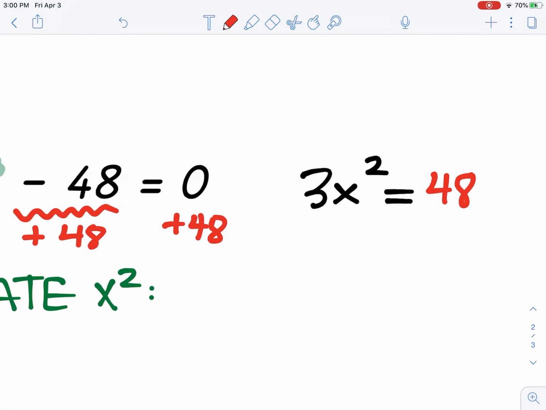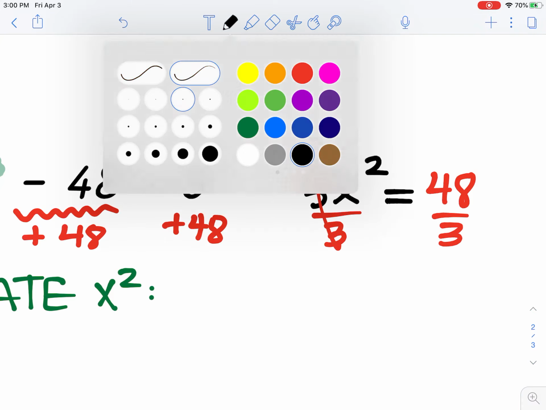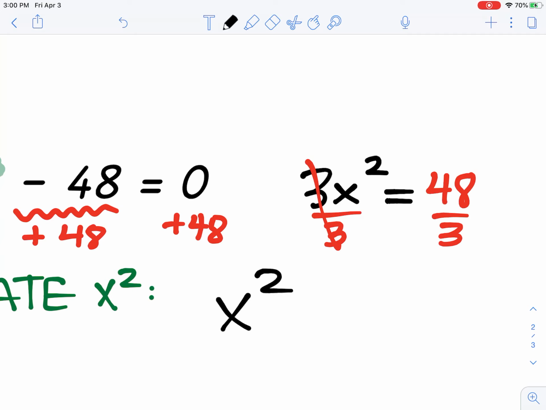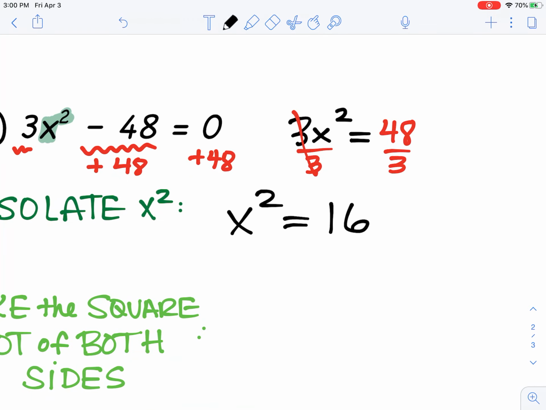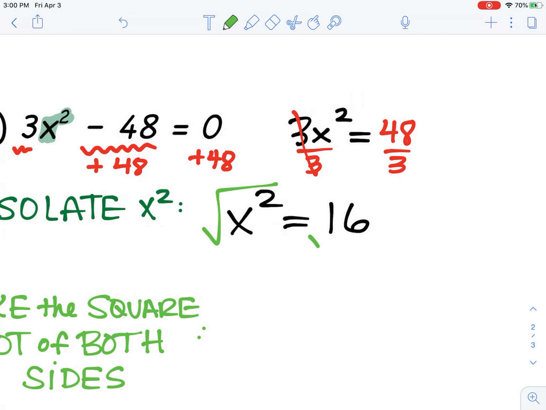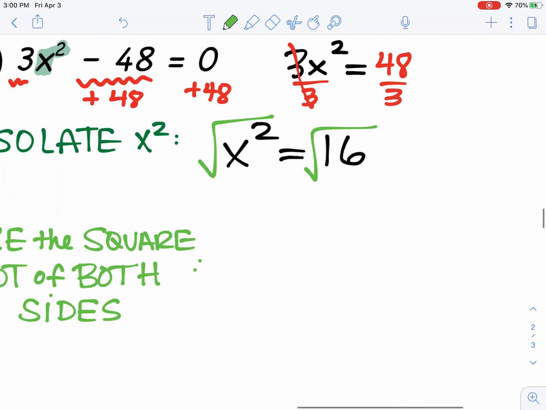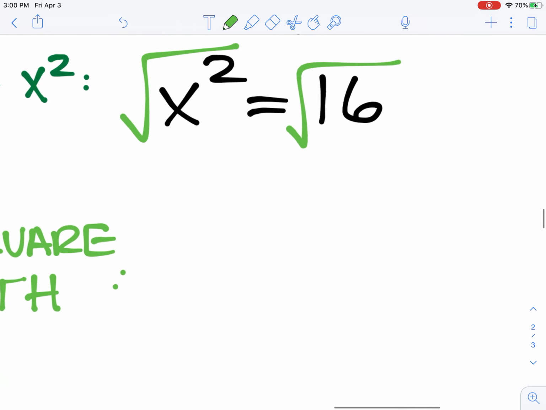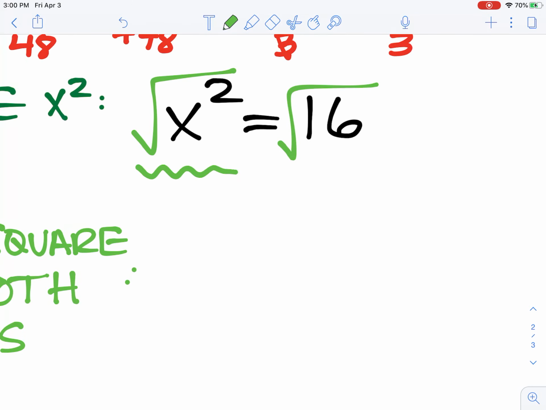However, I also want to make sure it's a leading coefficient of 1. So I'm going to divide by 3. Our isolated piece here should just be x squared equals 16, which is what 48 divided by 3 is equal to. We now have it set up to take the square root of both sides. We square root an x squared. Again, the radical neutralizes the squared, leaving us just with x.